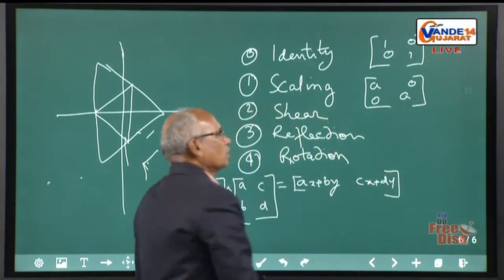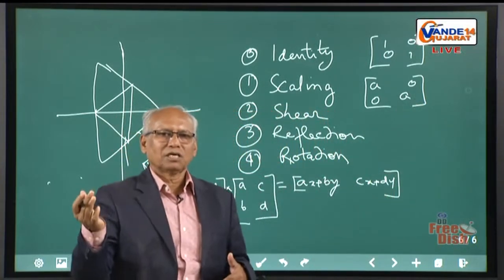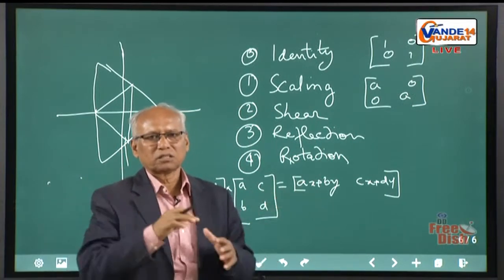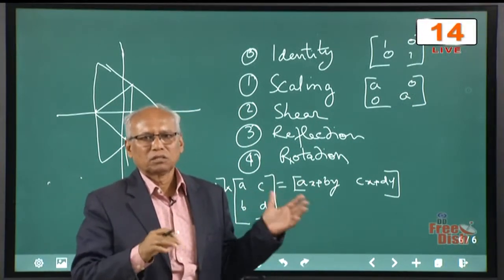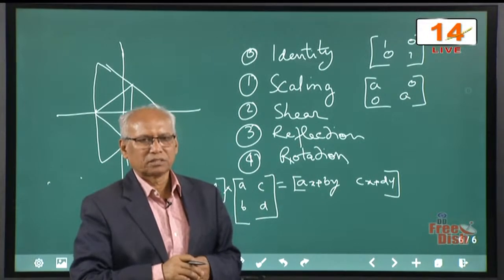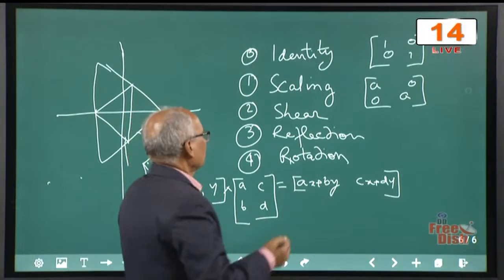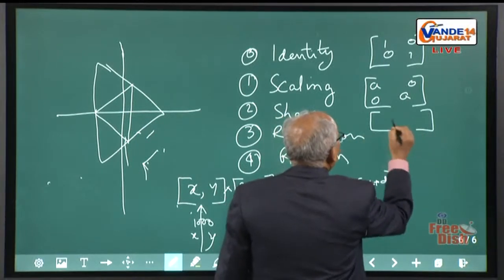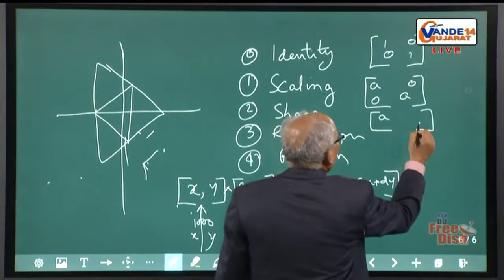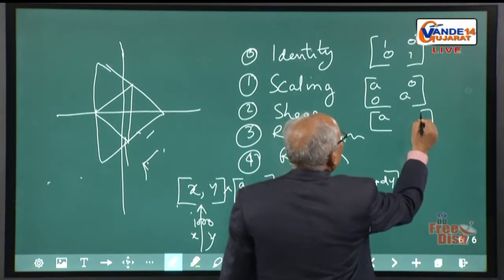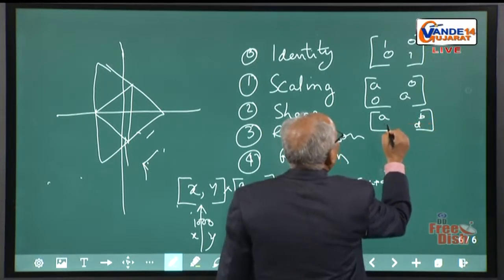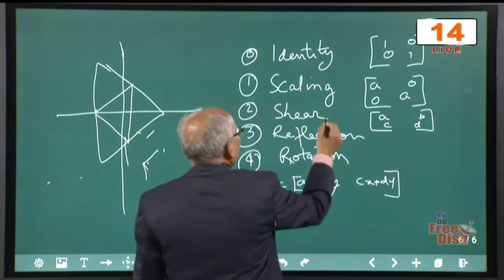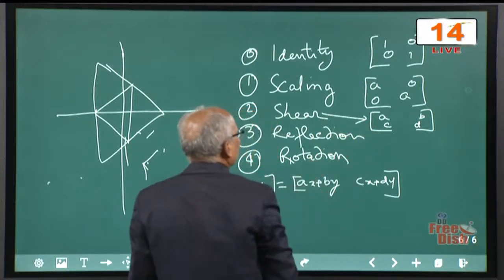So, depending on A, if it is more than 1 it will enlarge, if it is less than 1 it will contract or scale down. Similarly, here with some values A, D, B, C, any values, it will help in shearing.